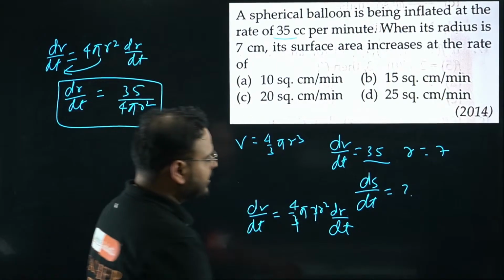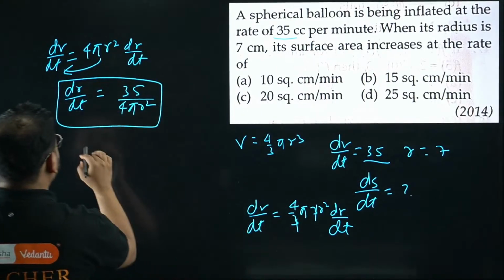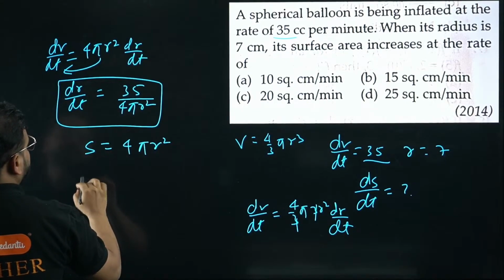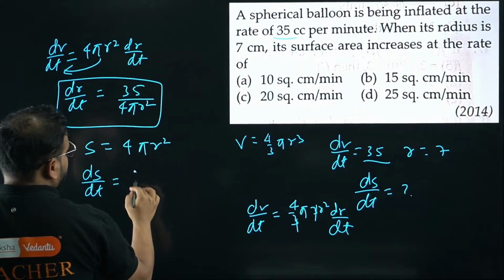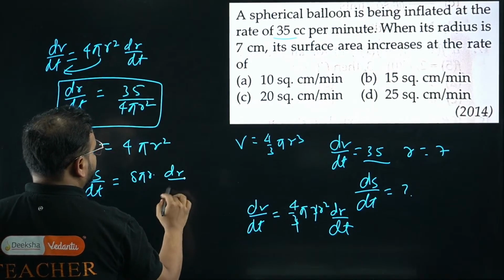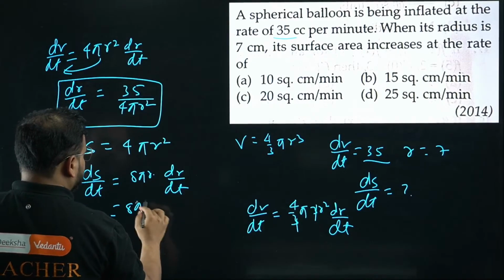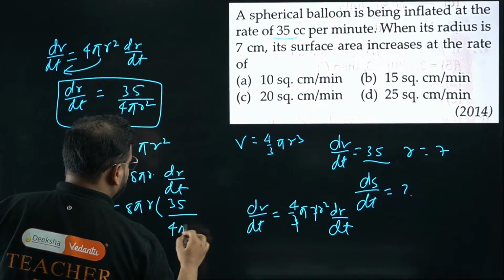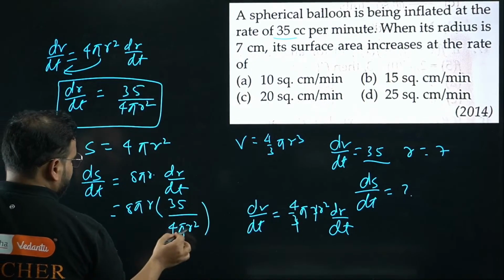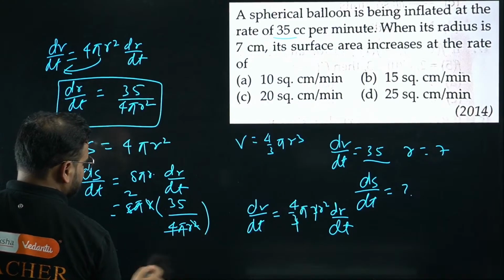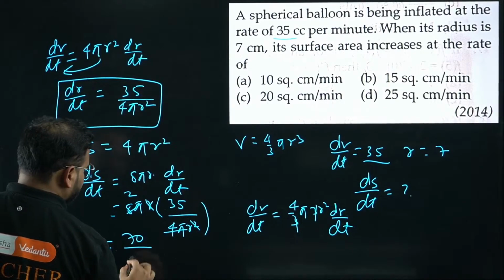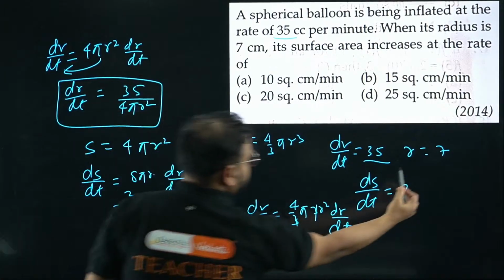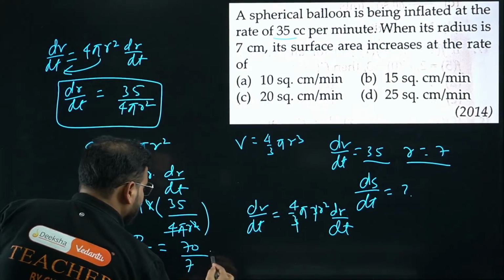Let's continue now. We are looking for ds by dt. Correct? S is given by 4 pi r square. Find here dr by dt. So ds by dt, I'll have over here as 8 pi r dr by dt, giving me 8 pi r times 35 upon 4 pi r square. So we have 2 left. R and r cancel. I'm getting this as 70 upon r, right? What is the value of r here? r is given as 7, so 70 by 7. So I have the result as 10.